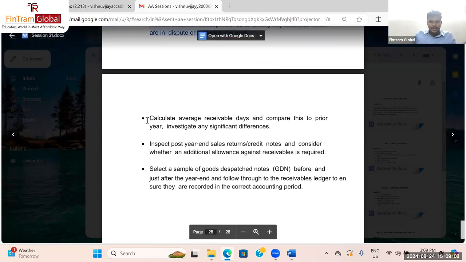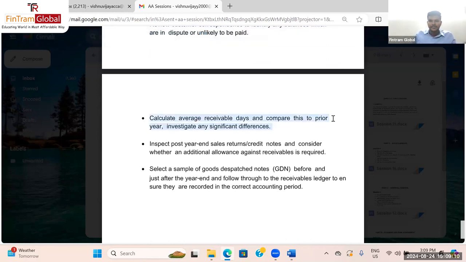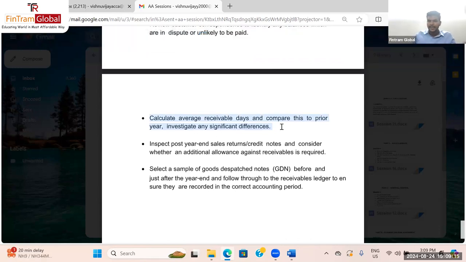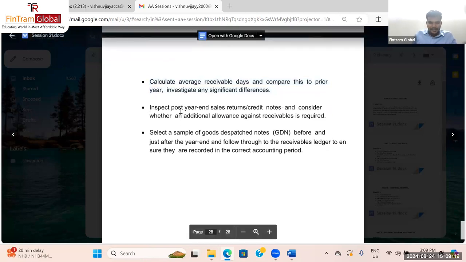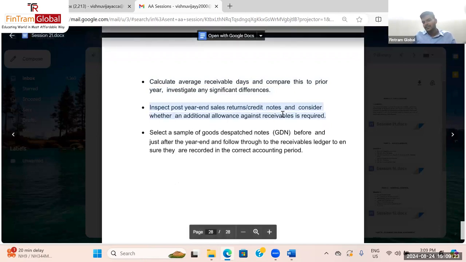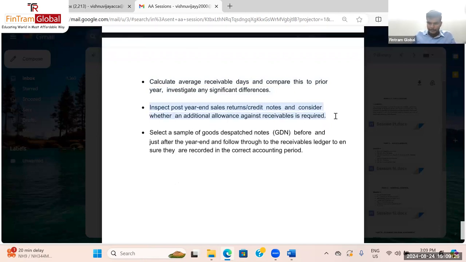We can calculate the average receivable days and compare it to the prior year for investigating any significant differences, right? Again, the valuation assertion is used over here. Inspect post-year-end sales returns or credit notes and consider whether an additional allowance against receivables is required, right?